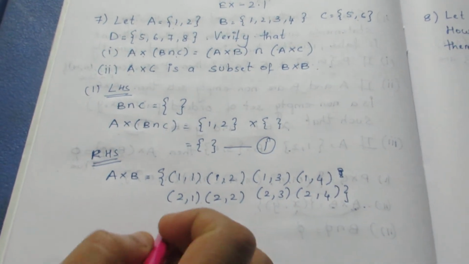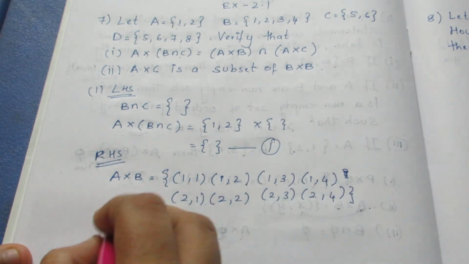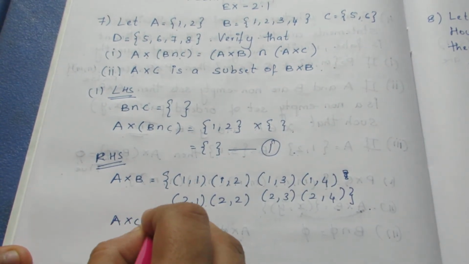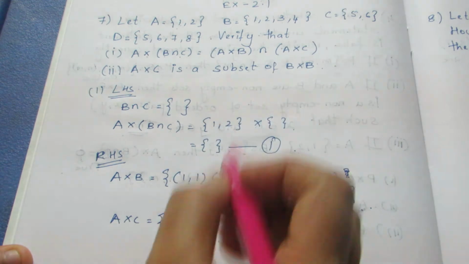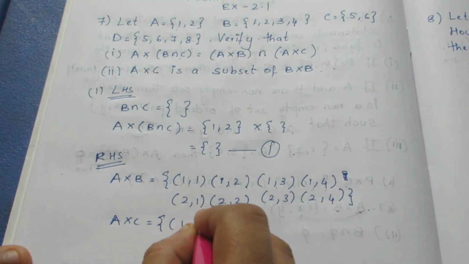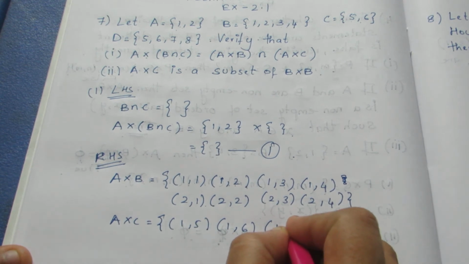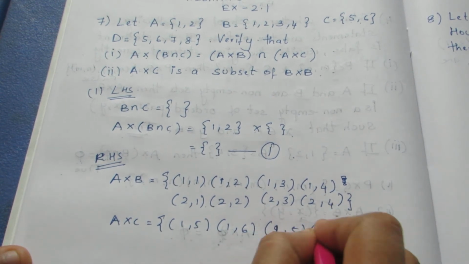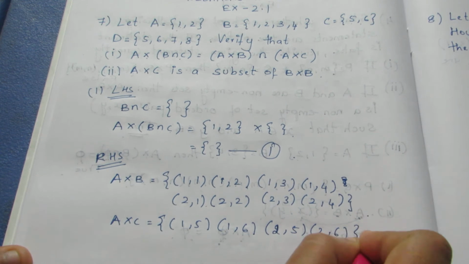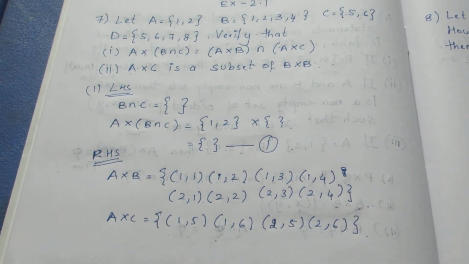Now we'll move on to the next bracket, that is A cross C. In A cross C, we need to multiply A and C. So (1,5), (1,6). Same way (2,5) and (2,6). So I have multiplied elements of A with elements of C.